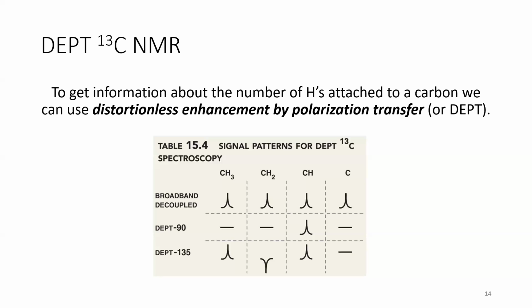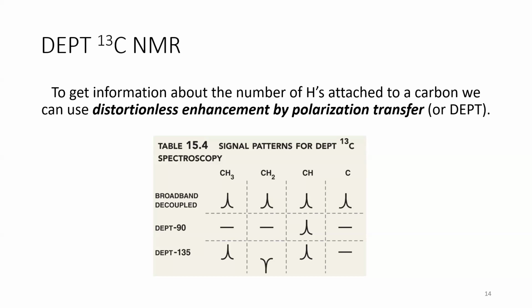Basically, we can take that same signal. Broadband decoupled is just what we've been looking at, where all of our peaks look the same. DEPT and changing the signal will either make some of them disappear, basically by canceling them out, or make some of them negative, depending on the 90 versus the 135, and it has to do with the degree of polarization. You notice those are numbers related to angles, right? So 90-degree polarization versus 135-degree polarization.